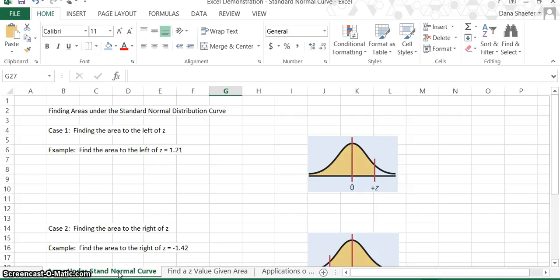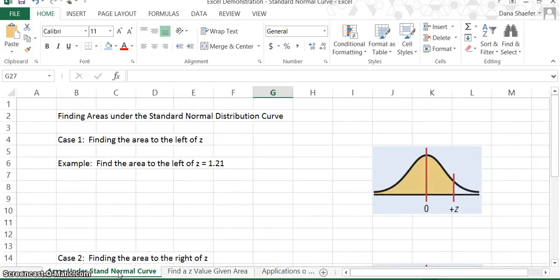So in this very first one, we want to find the area under the standard normal curve, and we want to talk about the 3 different cases. Case 1 is finding the area to the left of z. Notice the picture that we have over here on the right. We have a picture with the area to the left of z shaded in gold, and that's the area that I'm trying to calculate. So let's talk about what Excel function I'm going to use. My example says find the area to the left of z equals 1.21.